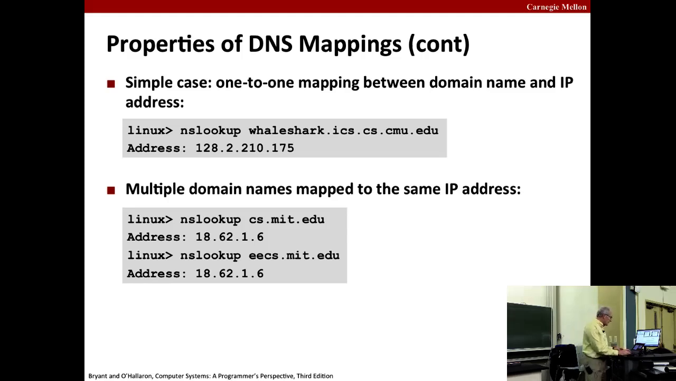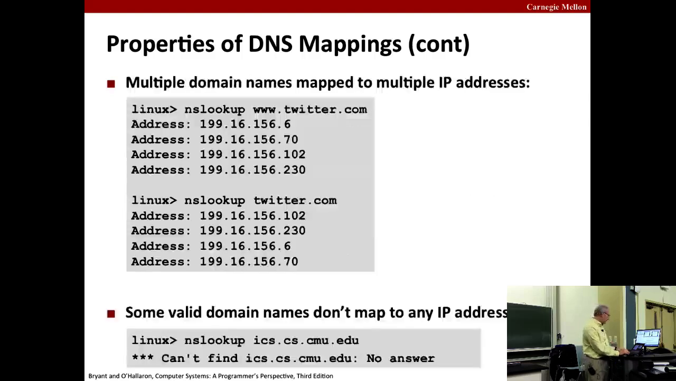So this is just going over what I told you. There's sometimes one-to-one, sometimes many domain names refer to the same address. Sometimes one name maps to multiple addresses that change over time. And then there are some where it's a valid name, but it doesn't have an IP address. It doesn't have a host associated with it.